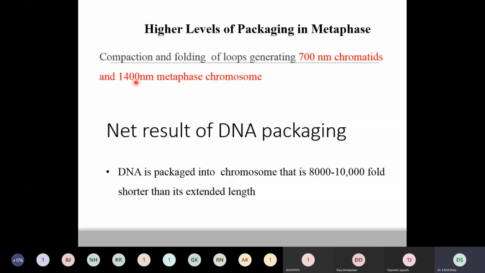Here, after replication, the chromatid is 700 nanometer. After replication it becomes a 1400 nanometer metaphase chromosome. So the net result of DNA packaging is that DNA is compressed 8000 to 10,000 fold to become a metaphase chromosome. In non-dividing cells it is chromatin, and in dividing cells we call it a chromosome.